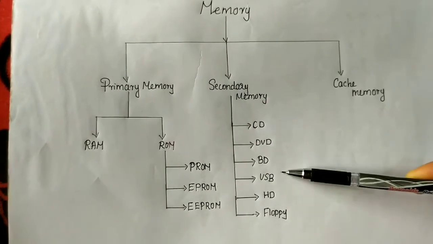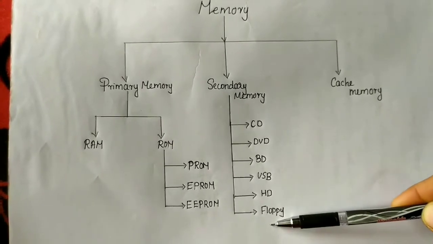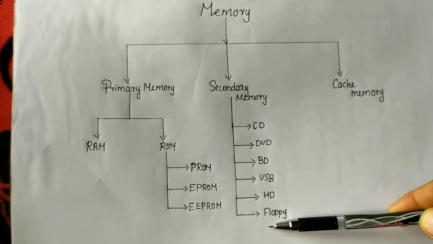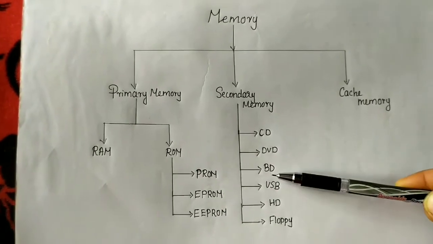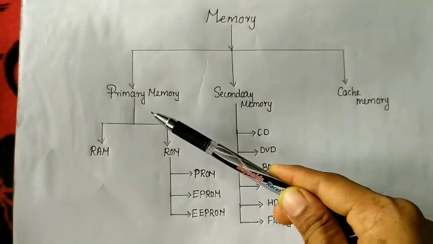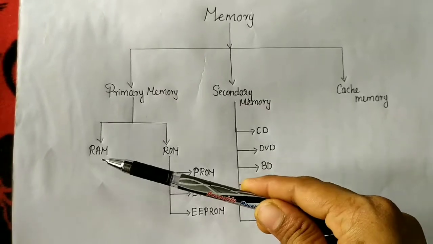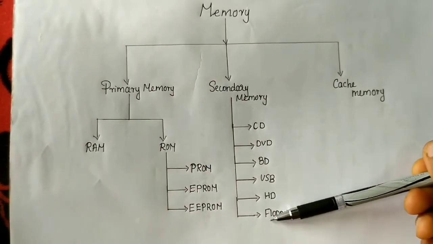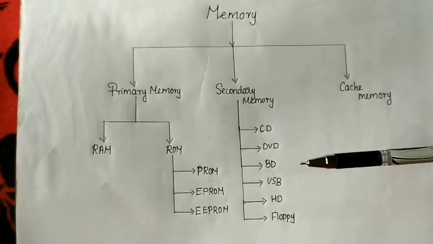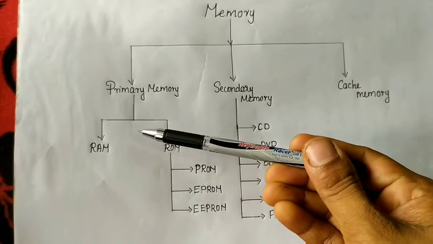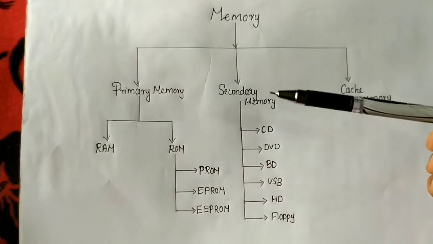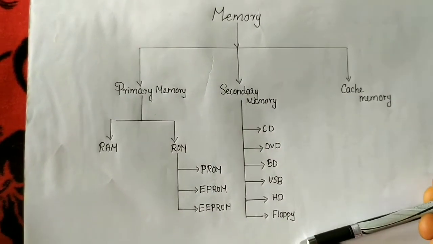CPU cannot access these memories directly. The data of the secondary memory is first transferred to the main memory. After that CPU can access it. So CPU cannot access these memories directly.